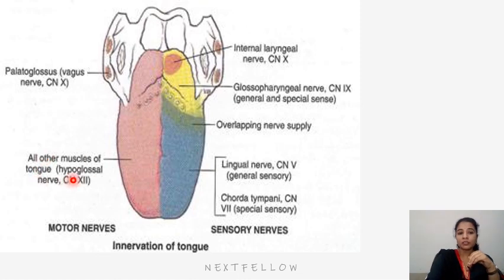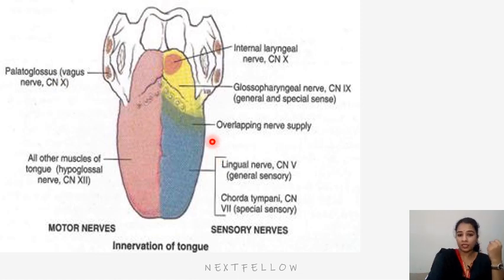So all the muscles of the tongue are supplied by hypoglossal nerve, 12th cranial nerve, except palatoglossus, which is supplied by vagus and 11th cranial nerve, which forms pharyngeal plexus to supply the soft palate muscles.